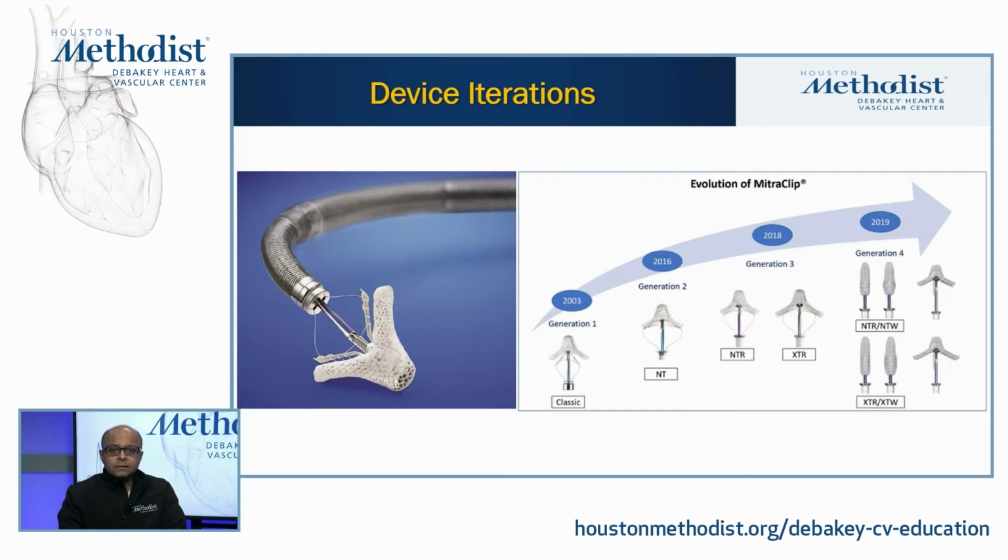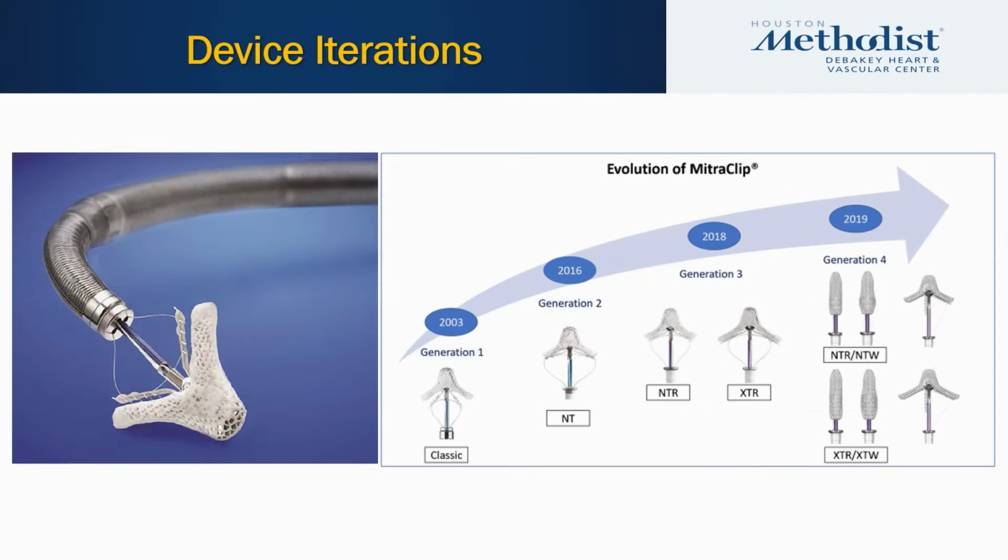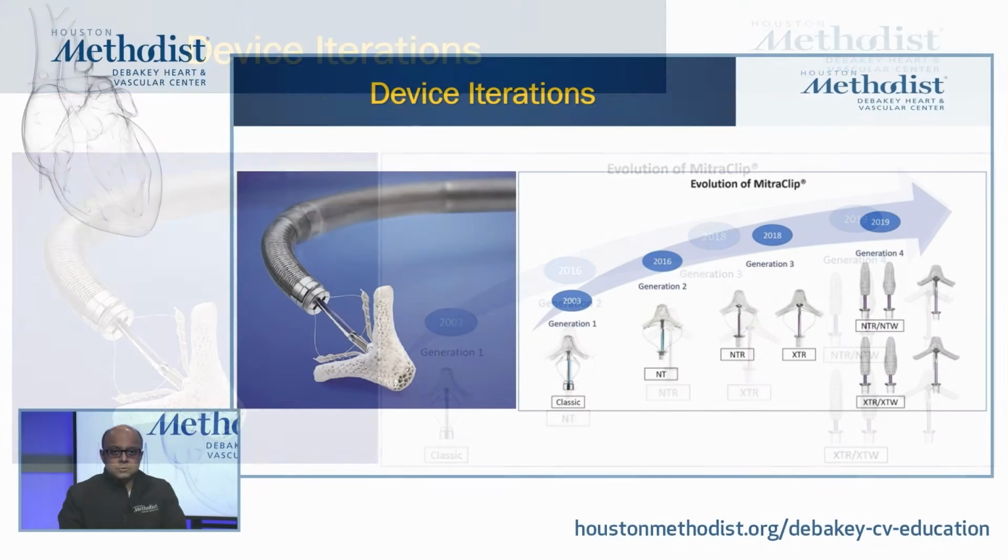Here's a slide showing the iterations. The initial Everest and the COAPT trial were done with the older generations of MitraClip, and then now we have the fourth generation, which was released in 2019, and we have 4 different sizes based on the length of the MitraClip arms and the width of the device. As you can see, the NT, NTW, and XT, XTW. The N and the X refer to the length of the arms, and the W, of course, refers to the width of the MitraClip itself. So we have different devices to choose from.